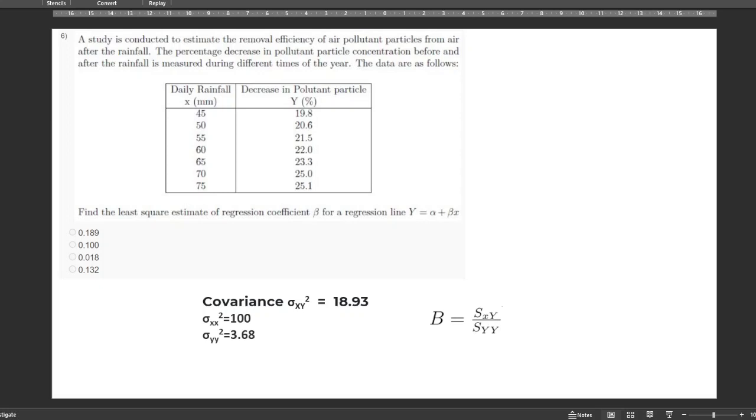Just like what we have found before, here also we just have to find the covariance of x and y, which is nothing but Sxy. I have already found these values. Since it is simple math, we can do it, because the covariance of x and y is nothing but the sum of x minus x bar into y minus y bar, divided by n.